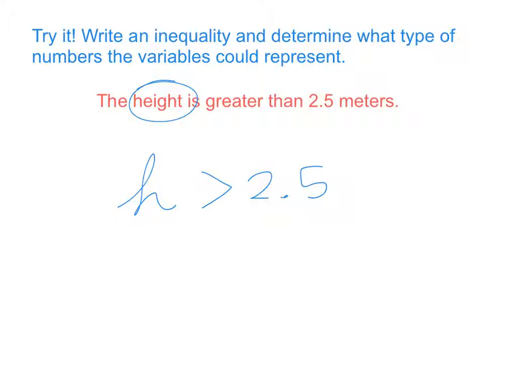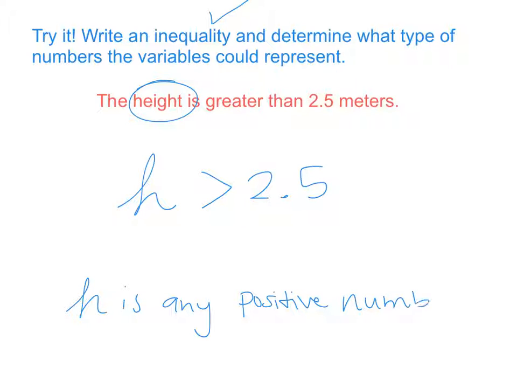Oops, that was supposed to be a check mark. And determine what type of numbers. Can they be negative numbers? Height. Can you have -6 inches tall? No, you can't. So, it can't be negative. Can they be fractions and decimals? Yes. So, we're looking again for H is any positive number. As long as it's positive, it can be H. Okay. And there's my answers.